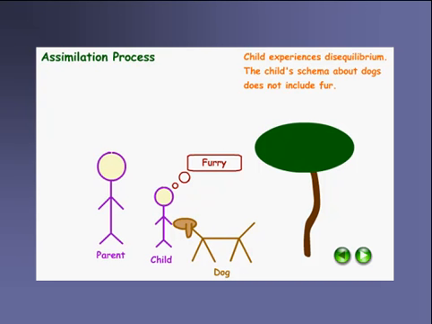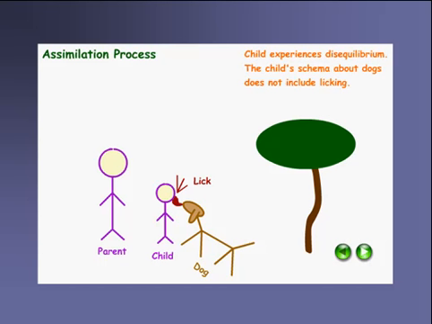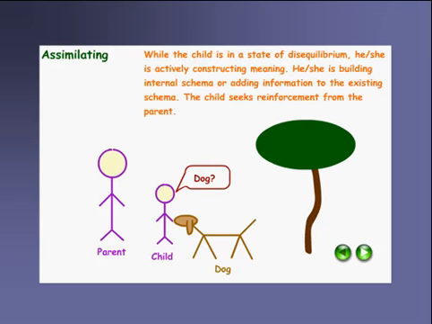Then he pets it. It's furry. Another piece of information that's new. Another experience of disequilibrium. And then it licks him with what appears to be an incredibly large tongue, and the child experiences disequilibrium again, because his initial schema didn't include licking.